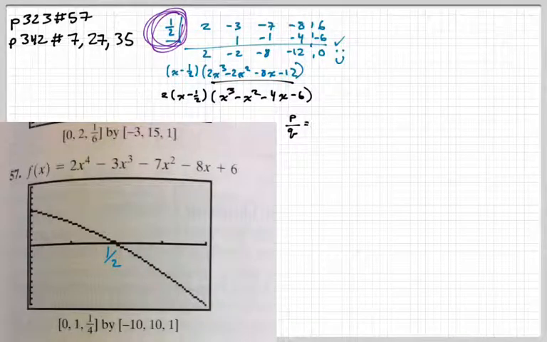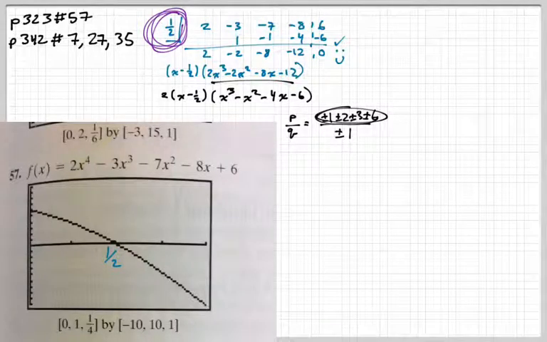We have P over Q. The factors of 6: plus or minus 1, plus or minus 2, plus or minus 3, and plus or minus 6. And on the bottom we have plus or minus 1. Oh, I love it when there's a 1 on the bottom. That means all my possible rational zeros are right up here.